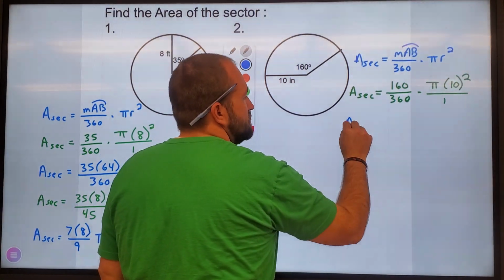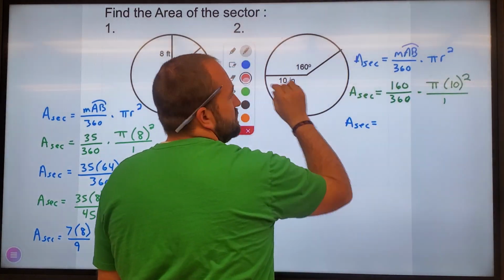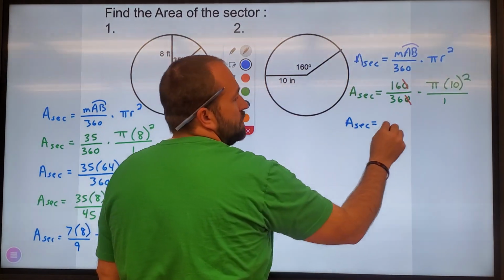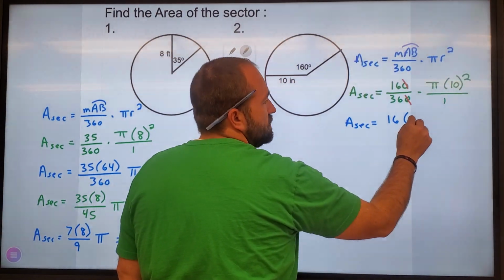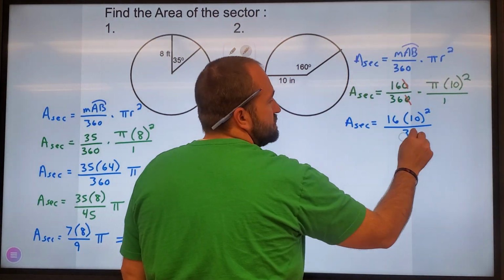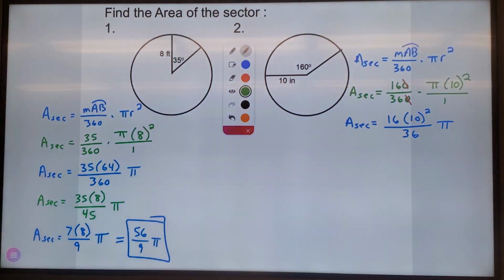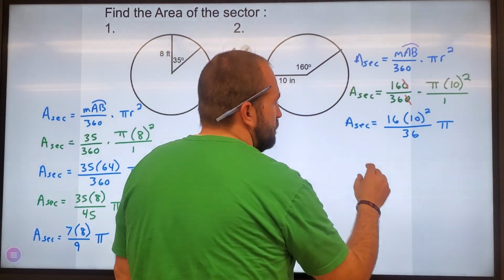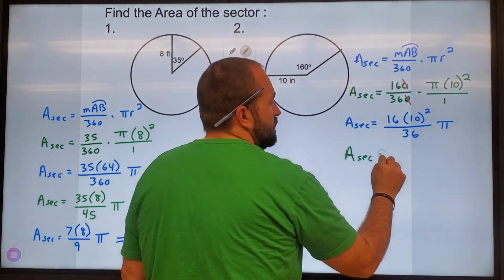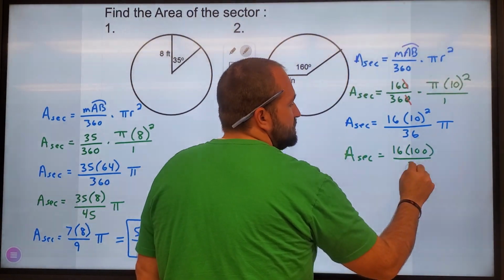Here then again, I'm going to shift things around. So area of a sector equals, I'm going to reduce this again like I did last time. If I have zeros respectively, I can cancel those out. So that gives me 16 times 10 squared over 36. You can put that pi symbol next to it. If I take 10 squared, I get 100, so the area of a sector equals 16 times 100 over 36 times pi.